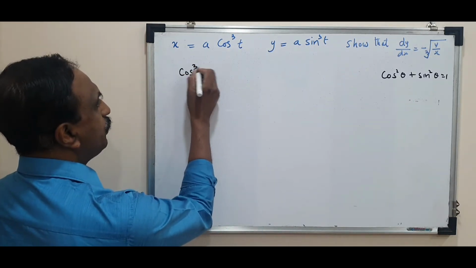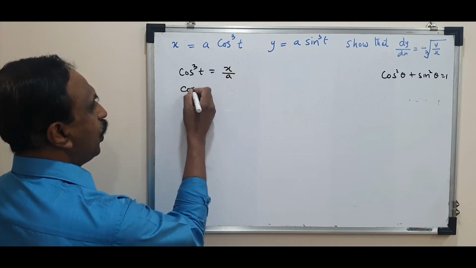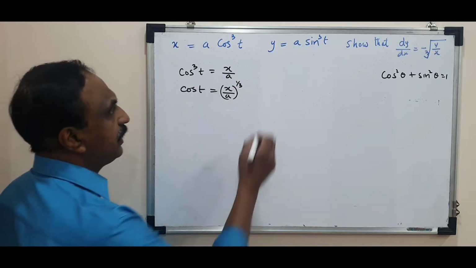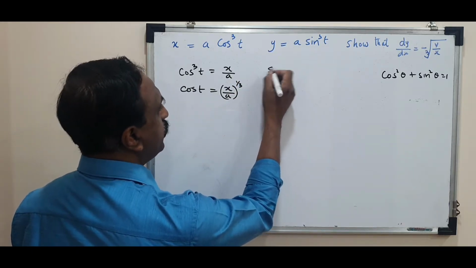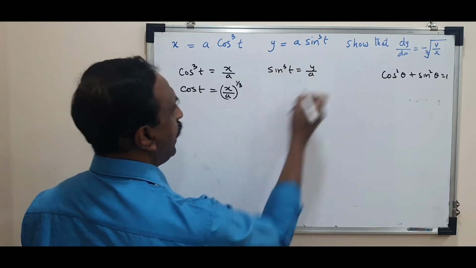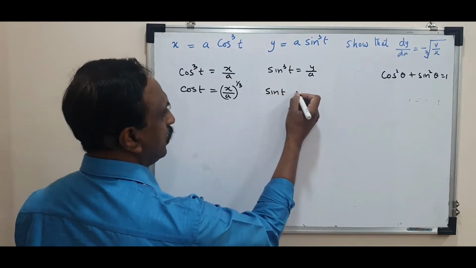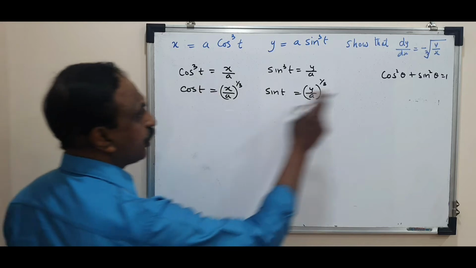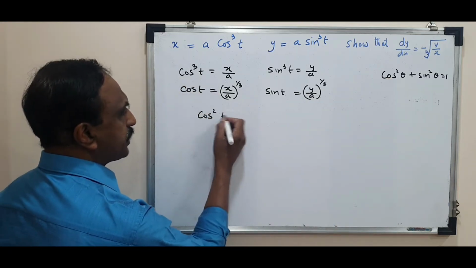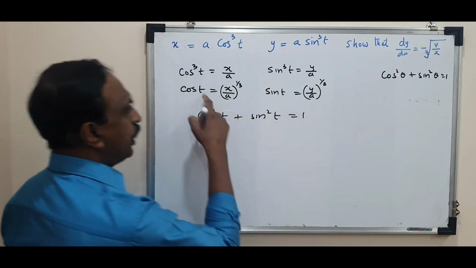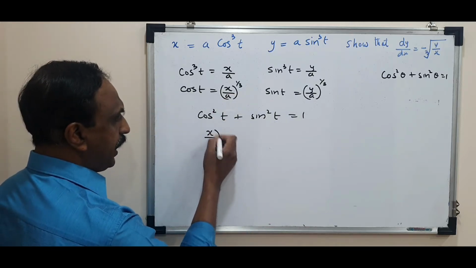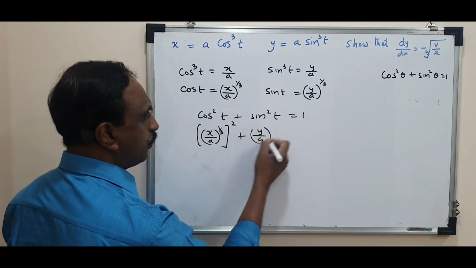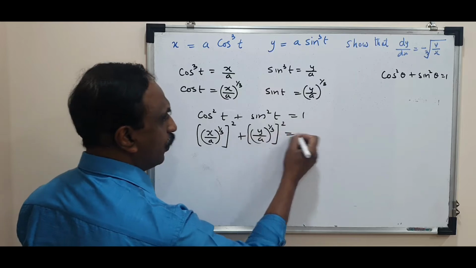So I can write cos cube t is x upon a, and cos t is x upon a raised to 1 by 3. Same way, I can write sine cube t as y by a and sine t as y by a raised to 1 by 3. Now what I'll do? We know cos square t plus sine square t is 1. So in place of cos, I'll write x by a raised to 1 by 3 the whole square plus y by a raised to 1 by 3 the whole square equal to 1.